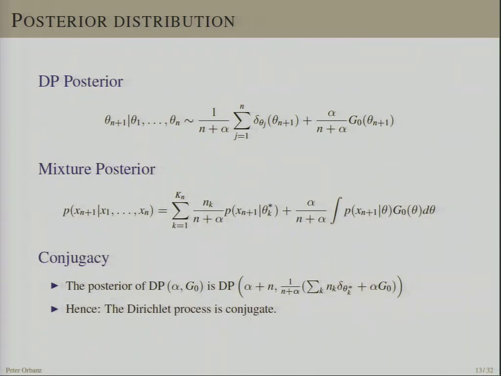So this is conjugacy on a finite dimensional parameter space for this parametric model that we're using as a cluster component. This here is conjugacy on the infinite dimensional space. So the Dirichlet process itself as a model is conjugate, and we're going to get back to that tomorrow.